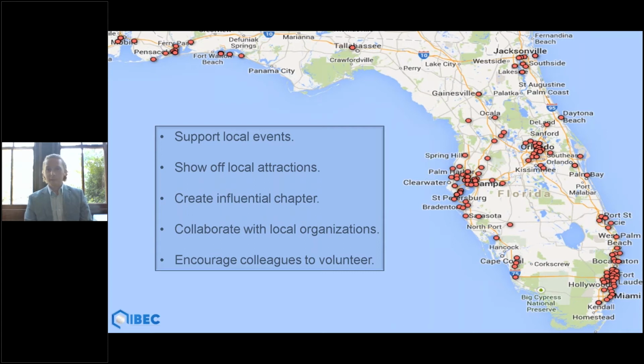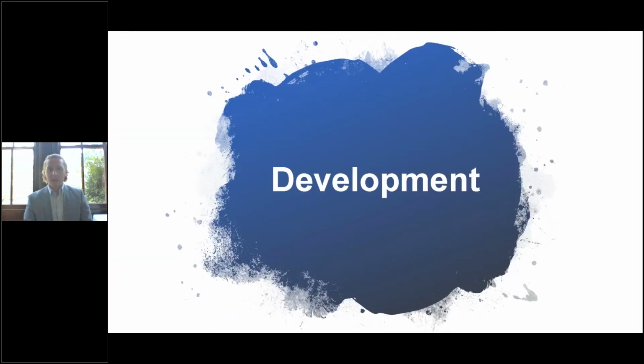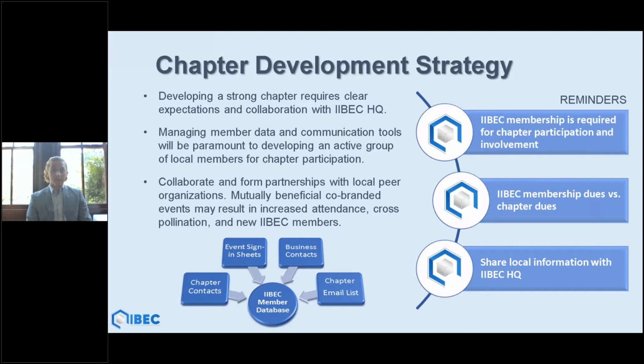All right, chapter development. So how do we develop a strong chapter? I always say it starts with maintaining a game plan and having clear expectations. And that starts with data and knowing who the IIBEC members are and what value and things that those individuals look for in their local chapter. And this might be different depending on the size of your chapter and your geographic location.